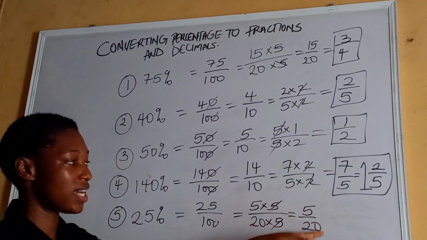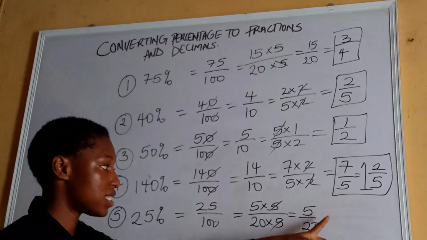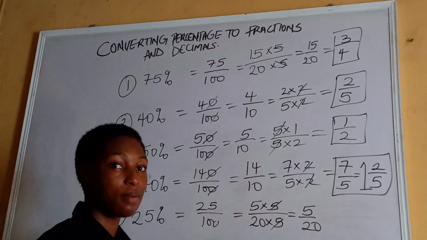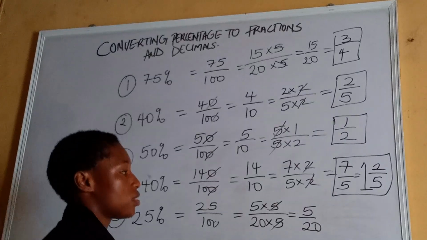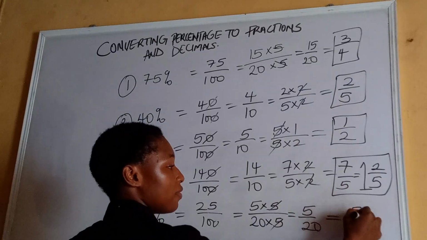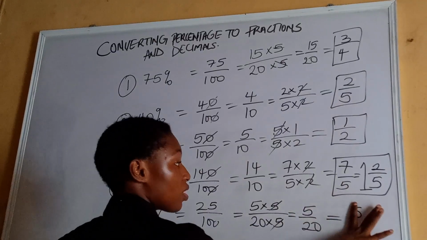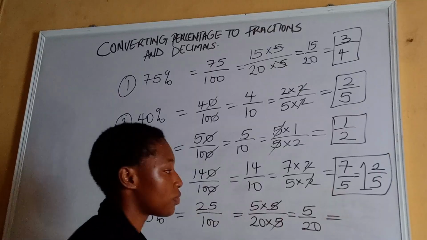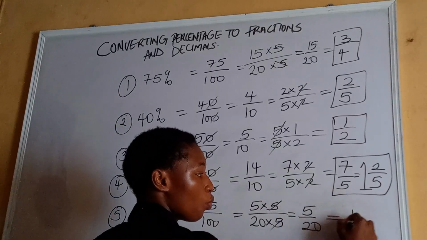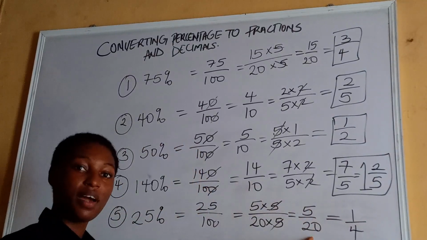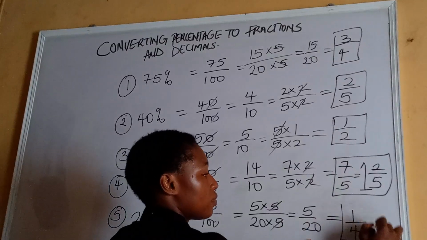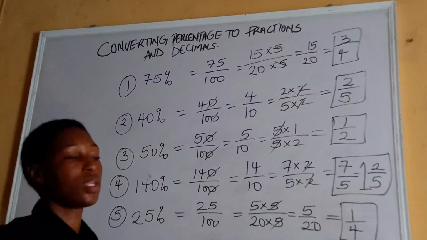So I can still simplify this by 5. If I simplify this by 5, I'm having 5 times 1 all over 4 times 5, because 4 times 5 is 20. Sorry, because of space, I'm just going to write it down. This would be 1 all over 4. I divided this by 5 and this by 5. So your answer is simply 1 all over 4.